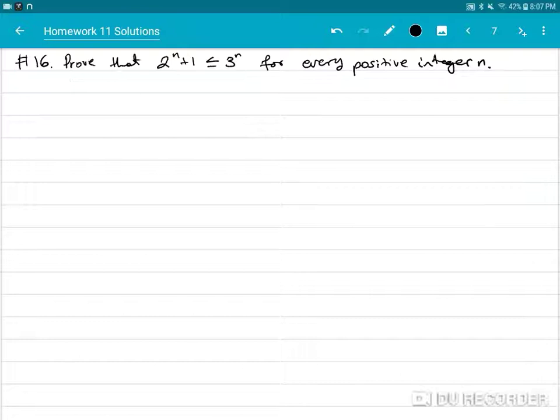We want to prove that 2 to the power of n plus 1 is less than or equal to 3 to the power of n for every positive integer n. Okay? So we will start by giving it a name, P(n). Let's call that statement, 2 to the power of n plus 1 less than or equal to 3 to the power of n, the whole statement, P(n).